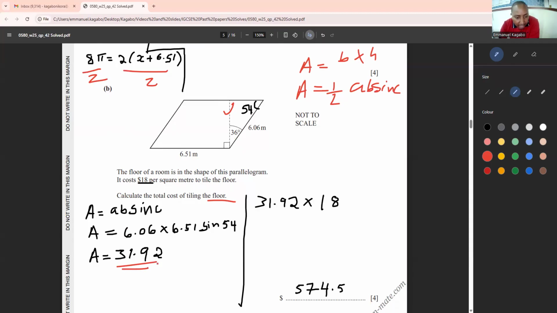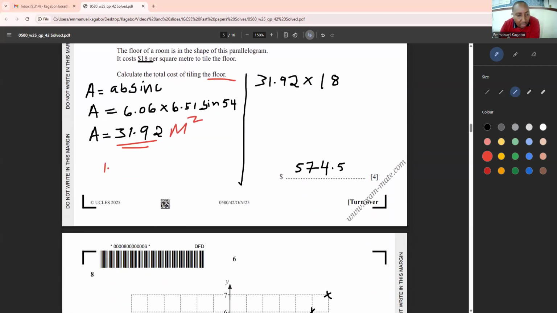But the area, I mean, the cost of one meter squared is 18. Okay, so how much do you now pay to make that? It's going to be 31.92 equals to how much? It will be equal to 18 times that, and that's what you see I have here, and that's the answer. I hope you understand that.